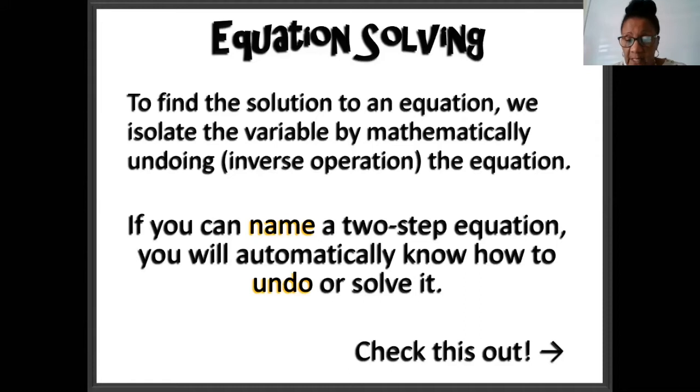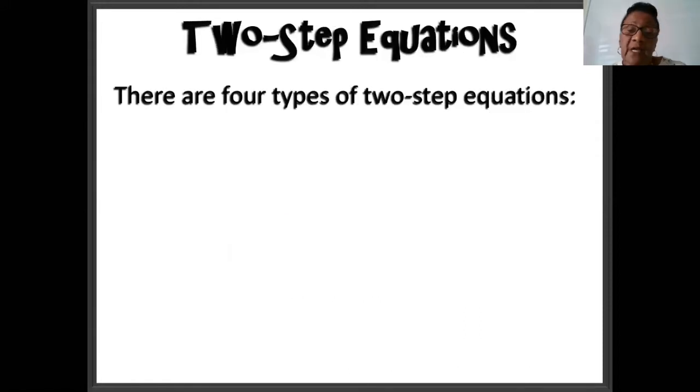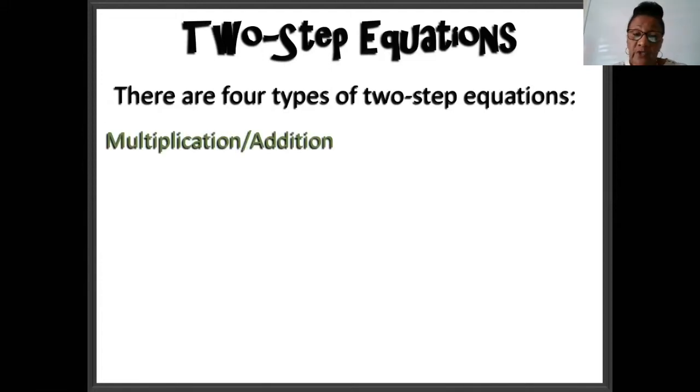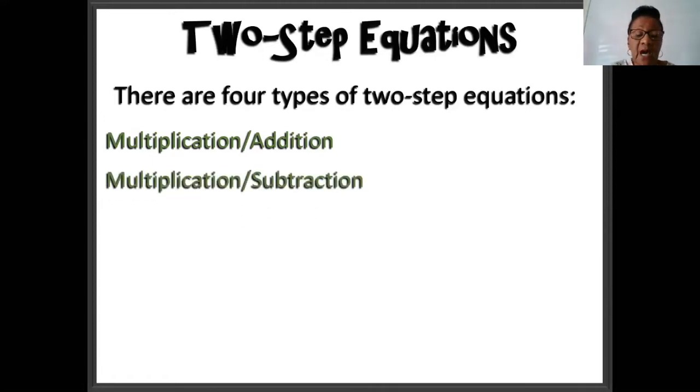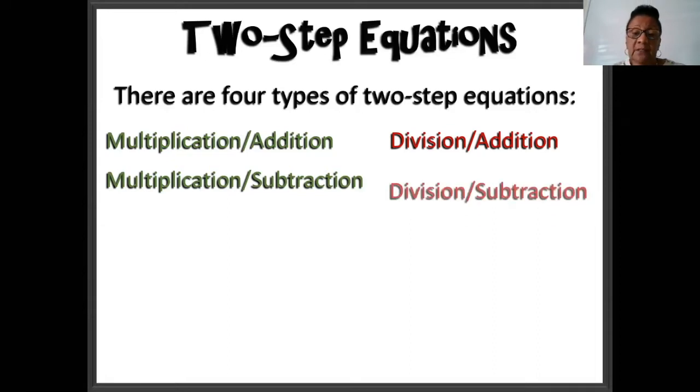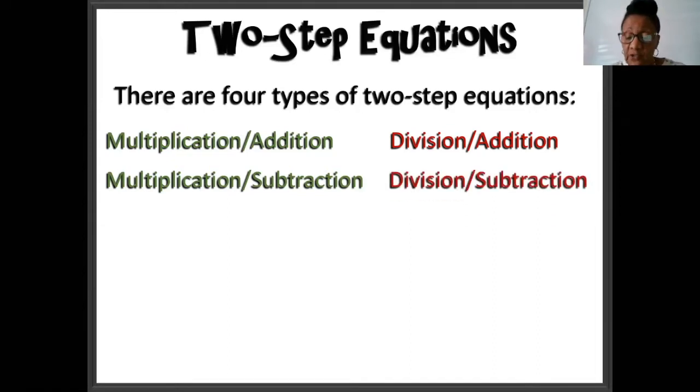Now, check this out. There are 4 types of two-step equations. Equations where we have multiplication and addition. Equations where we have multiplication and subtraction. Equations where we have division and addition. And equations where we have division and subtraction.